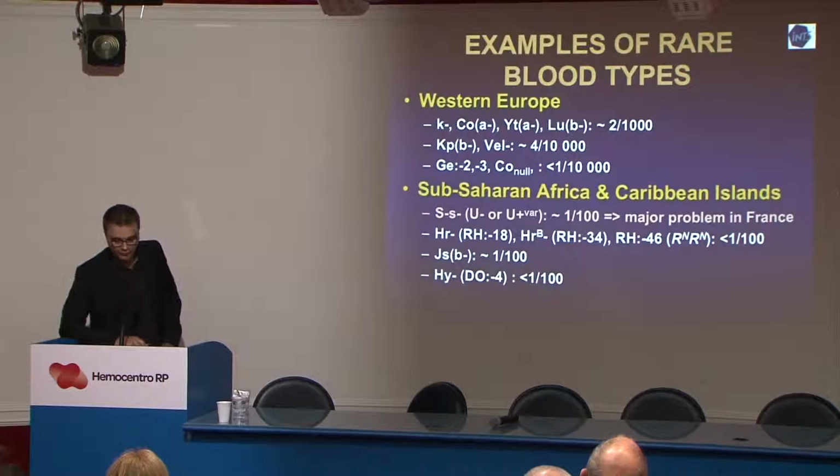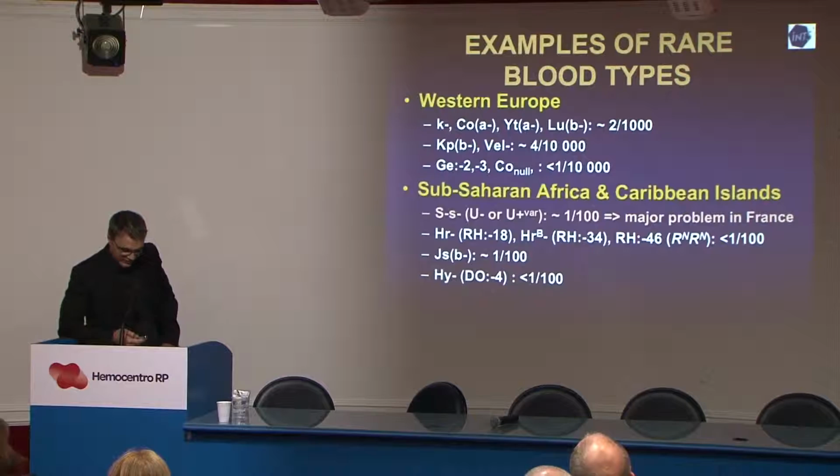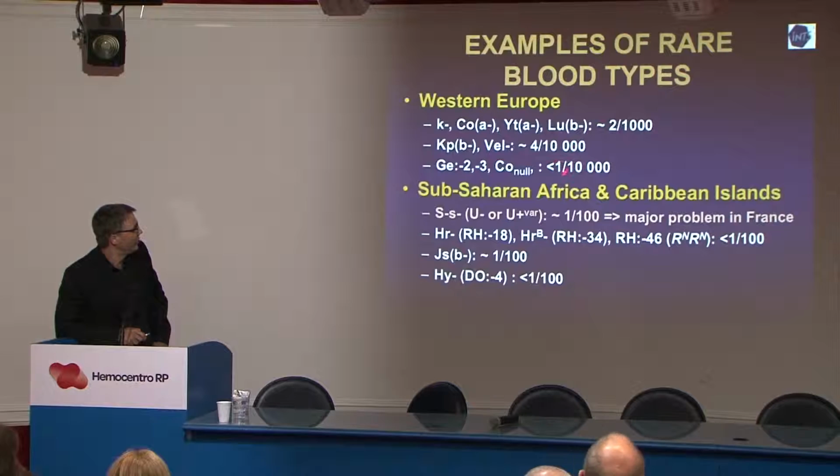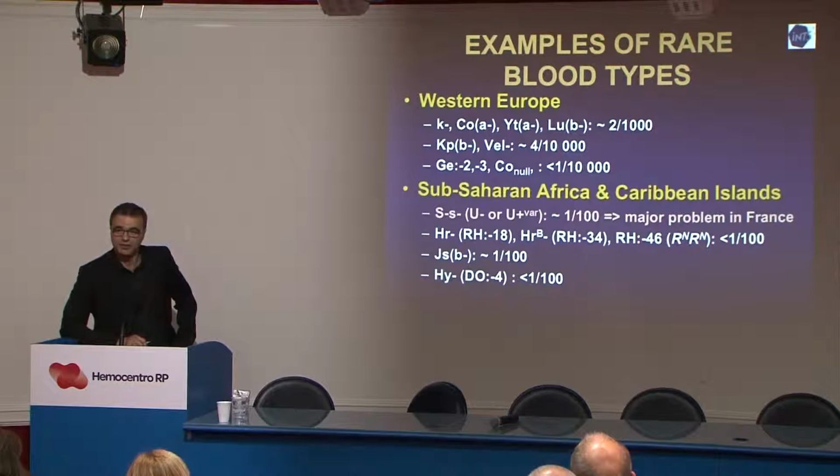These are a few examples of rare blood types. First, in Western Europe, I won't go into details, I don't have the time, but just to give you a few names: little k negative, Yta negative, Lutheran b negative, and so on. This is the approximate prevalence in Europe. And then you may also encounter rarer blood types, such as Gerbich minus 2 minus 3 or Colton null, and these are very rare blood types. In black Africa and the Caribbean islands, the rare blood types are very different.